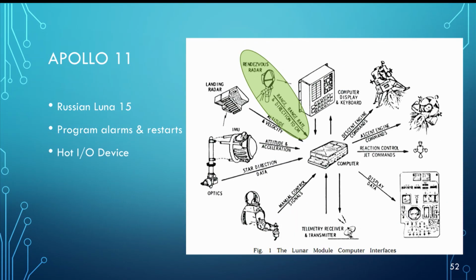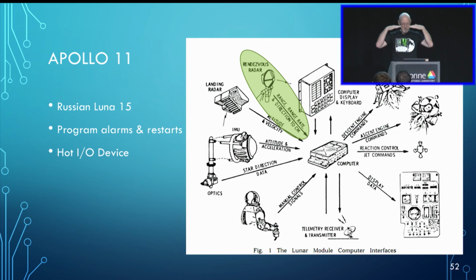So what ultimately happened? What they had is a hot I/O device, and this is a result of a documentation problem. The rendezvous radar is connected to the computer, and it's supposed to be connected in what they called phase power lock. So their power is phased together. It's AC powered, so it's phased together. It turns out that bit of information was missing from the documentation. So the rendezvous radar was not phase locked to the computer, and they'd be slightly out of phase.